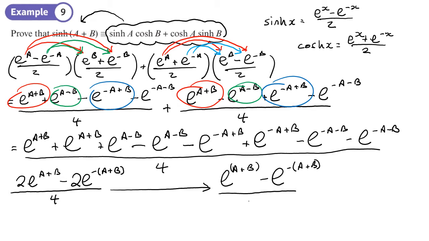Now if you compare that with the original definition for sinh up here, x has been replaced with a plus b. So this is equivalent to sinh of (a+b). So we've proved it as they want, just a couple of little errors along the way, so make sure you don't make those mistakes.